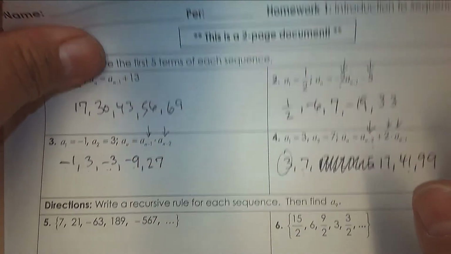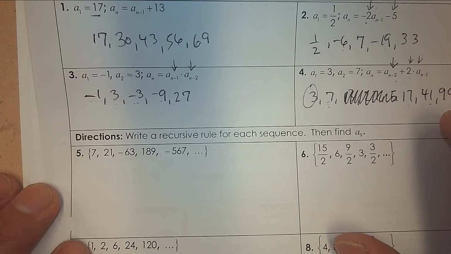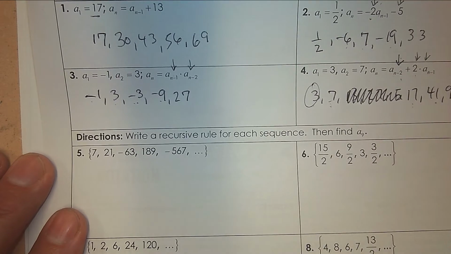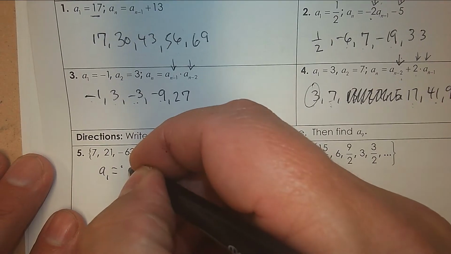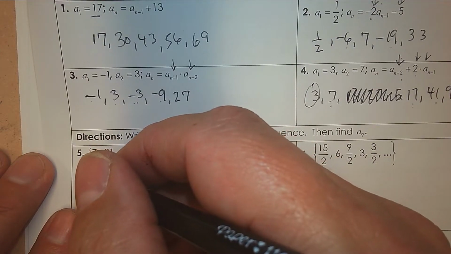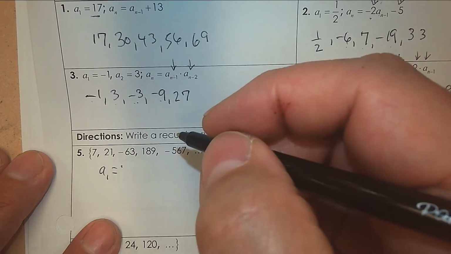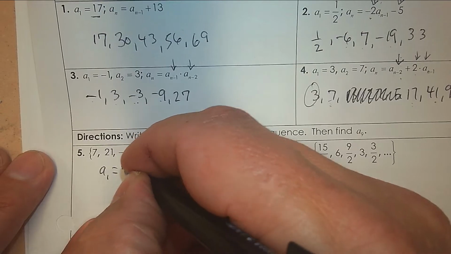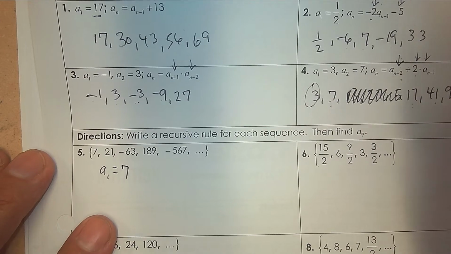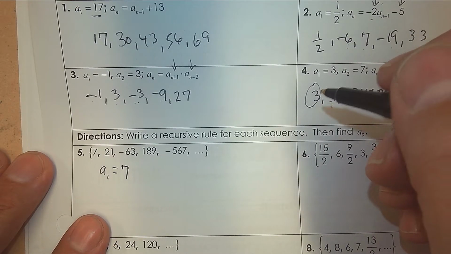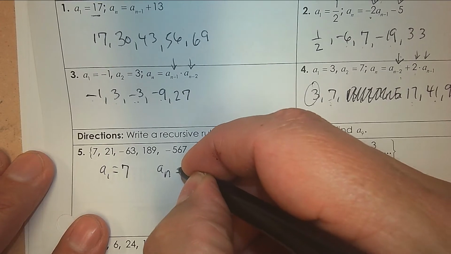All right, write a recursive rule for each sequence, then find A9. So in a recursive rule, first I need to know what's the first term. Well, the first term is 7. Then, can you find a rule in terms of what you would do with the prior one? So if I want to find the next term, what do you do to find each one?